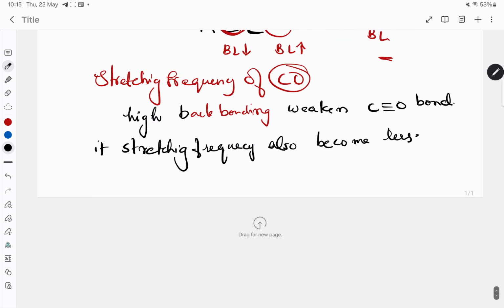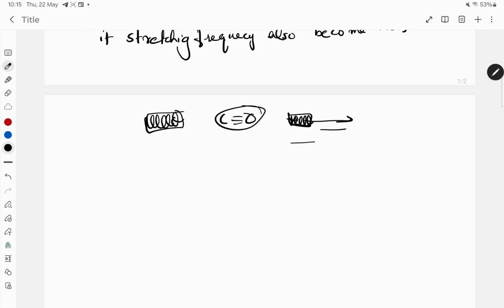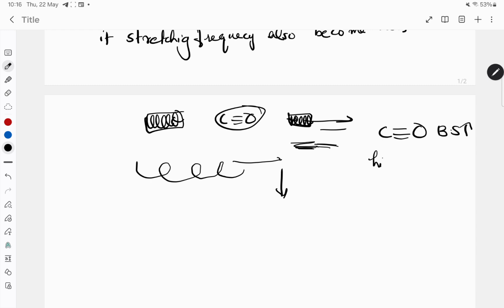So how to consider it? Consider the CO bond, a stronger bond, like a string. You may already know about Hooke's law. If you take a normal string which is very tightly bound, stretch it and release it, it will vibrate at a higher frequency. Whereas if you take a loose string, stretch it and leave it, it will vibrate at a lower frequency. The same thing happens if the CO bond strength is more.